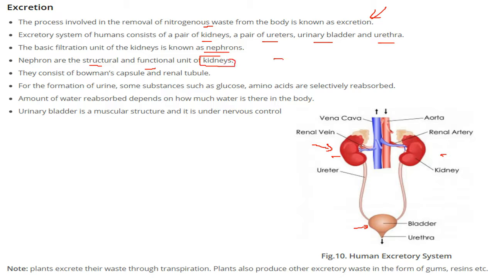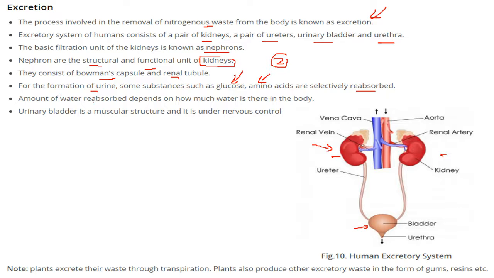We have two kidneys. The human body has two kidneys. Other organisms have the same thing. They consist of Bowman's capsules and renal tubules. And for the formation of urine, certain substances like glucose and amino acids are selectively reabsorbed till the time actual waste is being produced.